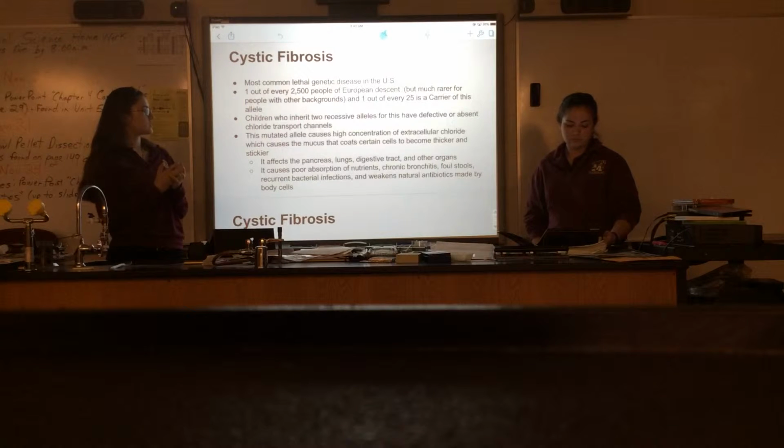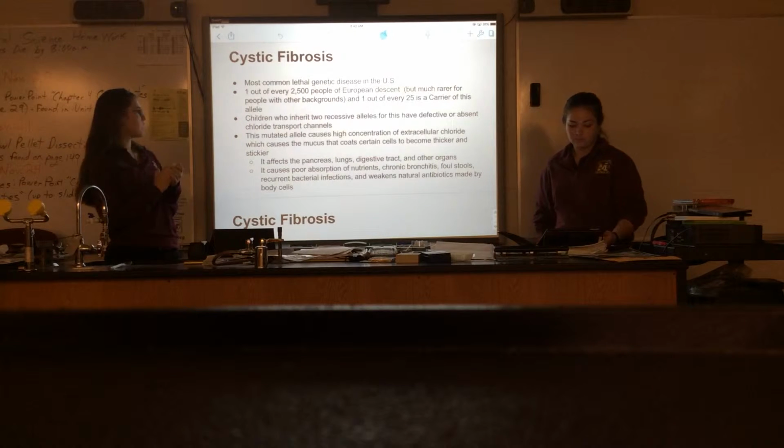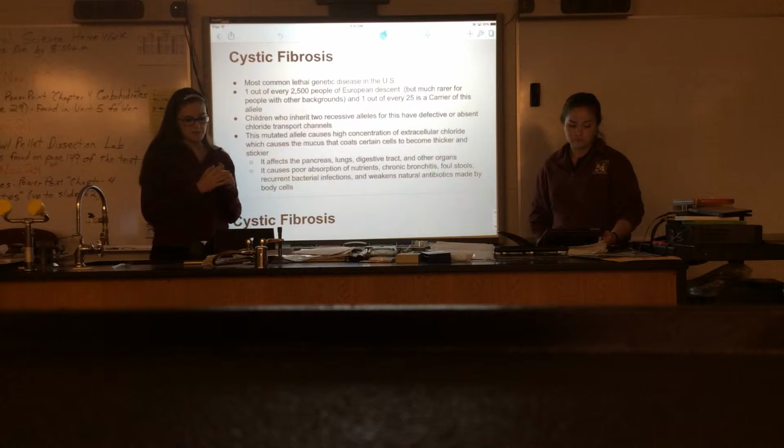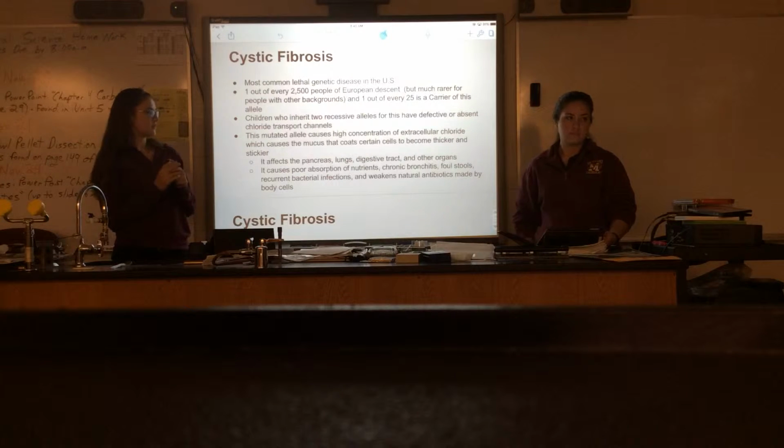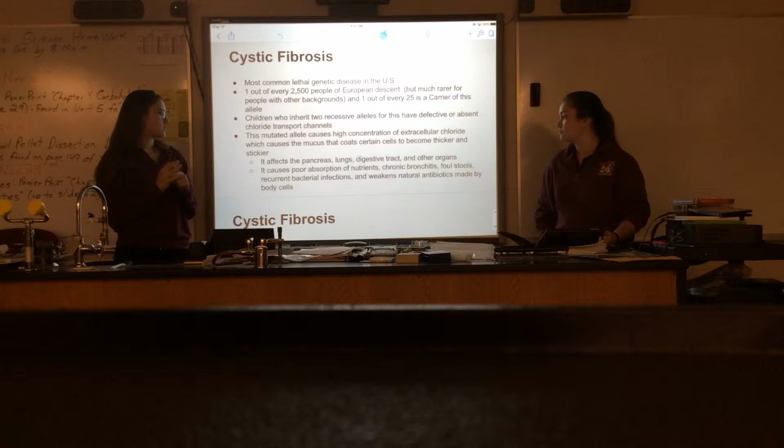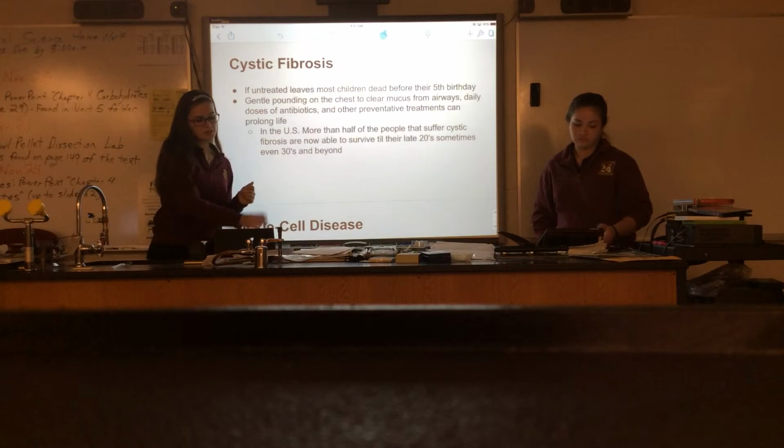Children who inherit 2 recessive alleles for this have defective or absent chloride transport channels, and this mutated allele causes a high concentration of extracellular chloride, which causes the mucus that coats certain cells to become thicker and stickier. It affects the pancreas, lungs, digestive tract, and other organs, and this causes poor absorption of nutrients, chronic bronchitis, foul stools, recurrent bacterial infections, and weakens natural antibiotics made by the body cells, so it attacks you internally.